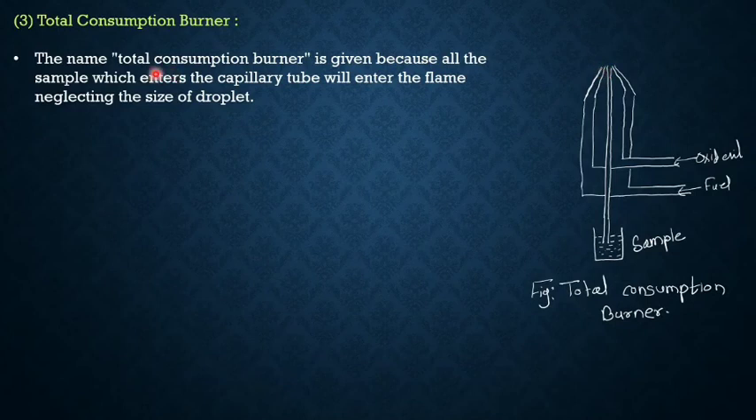The name total consumption burner is given because all the sample which enters the capillary tube will enter the flame, neglecting the size of the droplet.